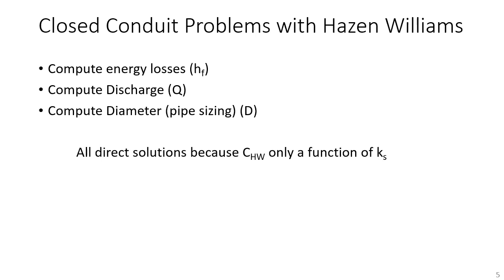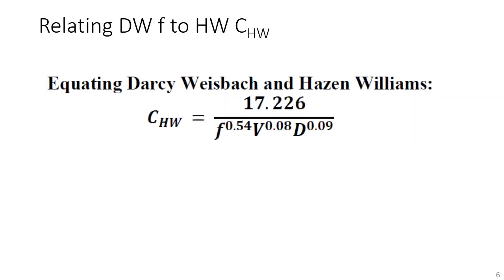What's interesting is because all of these solutions using Hazen-Williams use an equation that only uses absolute roughness, all of these equations are direct solutions. You don't need to combine equations like we did with Darcy-Weisbach and say Swamee and Jain. You do not have a trial and error solution in any of these cases. So again, as I pointed out on the handout, if you let H sub F Hazen-Williams equal H sub F Darcy-Weisbach, you come up with this equation.